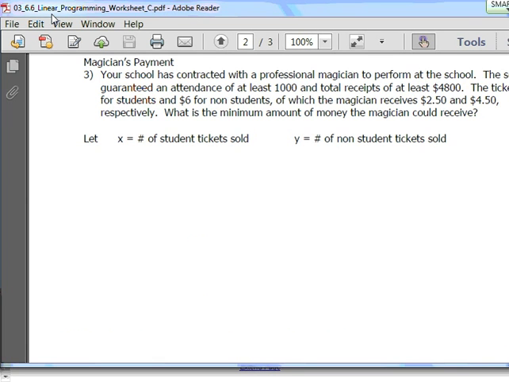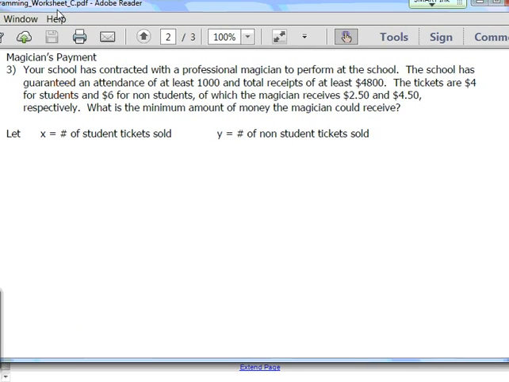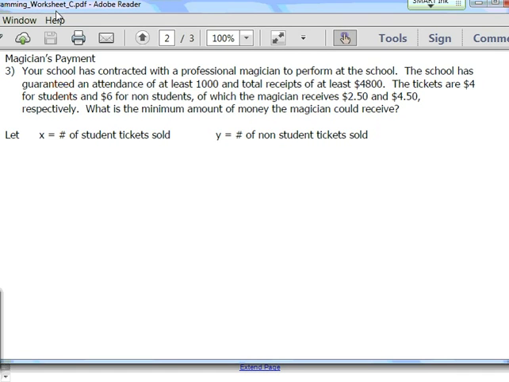All right, I want you to read it over thoroughly. And for those of you that can't read, I will read for you. School is contracted with a professional magician to perform at the school. The school is guaranteed an attendance of at least, and total receipts at least 4,800. Now, what they mean by total receipts is all the money total, not how much they pay the magician, because he gets the total receipts is all the grand total, how much money they make.